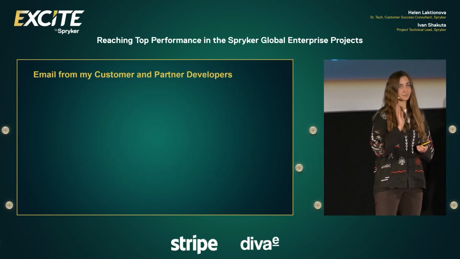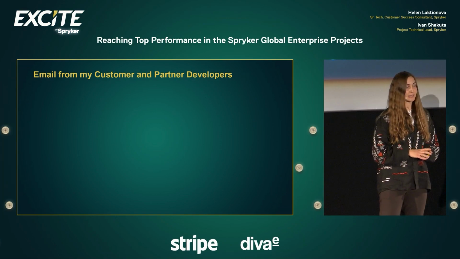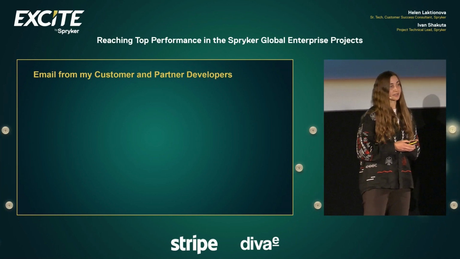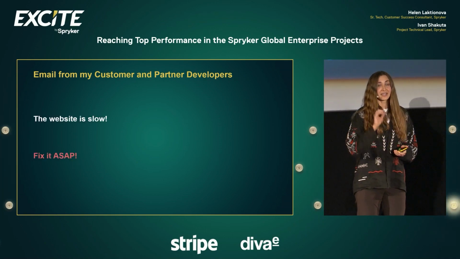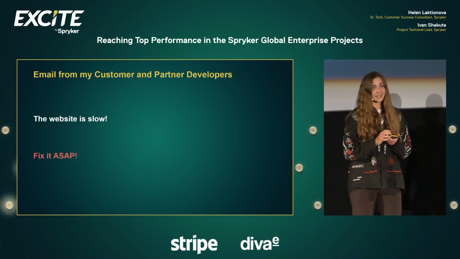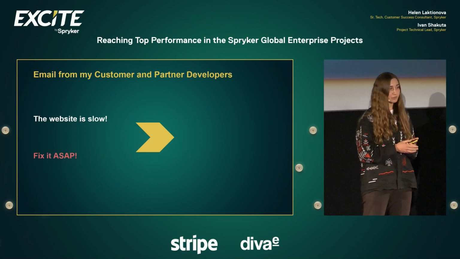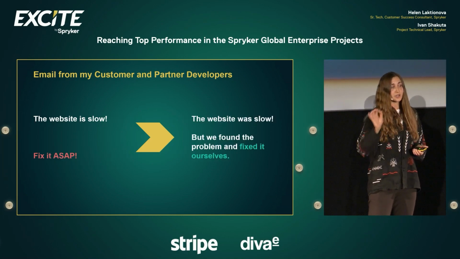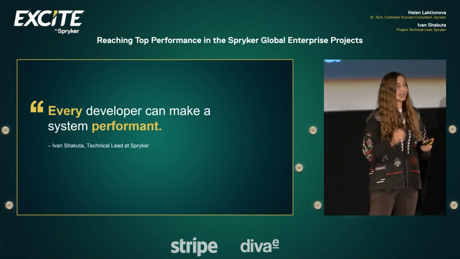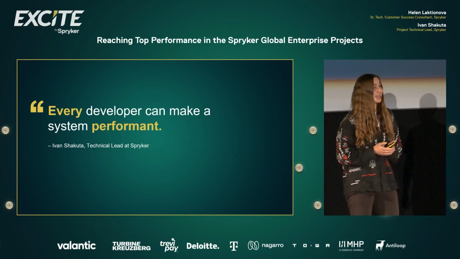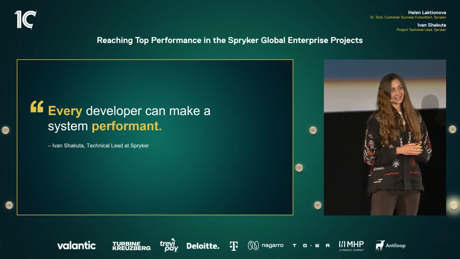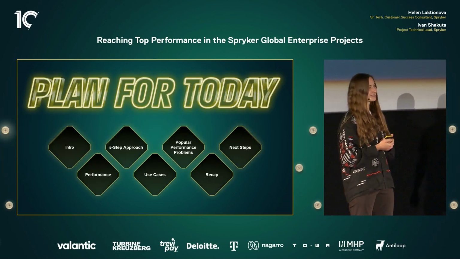So, I would like to tell you a teeny tiny story from my past. Previously, I was receiving emails from my customer and partner developers, something like, the website is slow. Nowadays, I'm receiving the website is slow, fix it ASAP. And I was thinking if it's possible to change this type of email to something like this. The website was slow, but we found the problem and fixed it by ourselves. So, as Ivan says, usually, every developer can make a system performant, and today we would like to prove that to you as well.